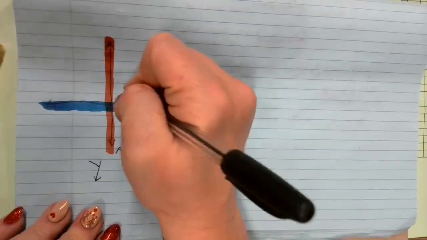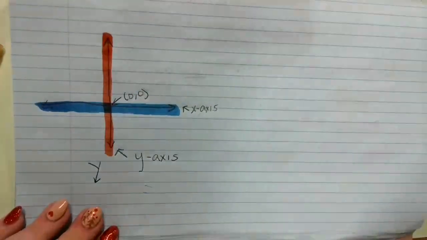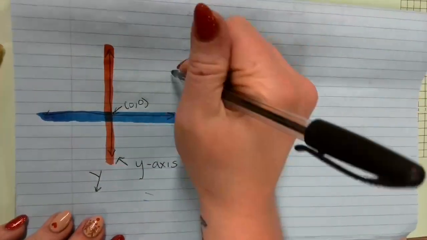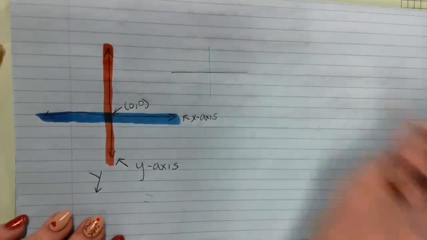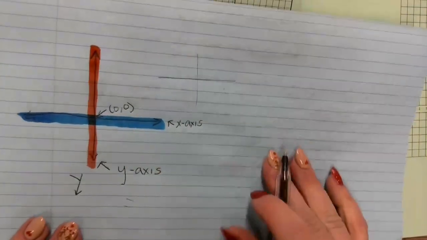This here is the origin. It's where the number lines got smashed together. So basically, they took a regular number line and they took another regular number line, and they sandwiched them together at 0, 0.